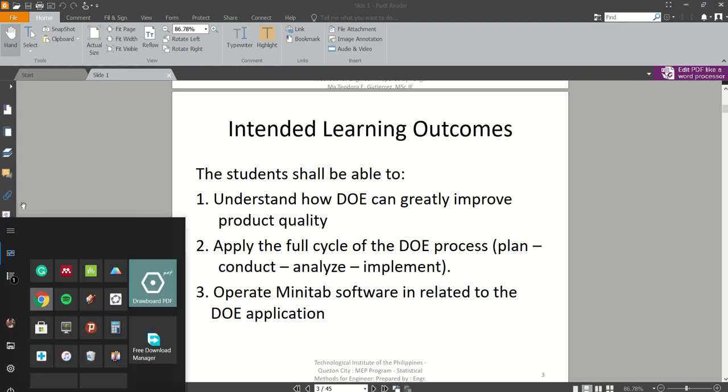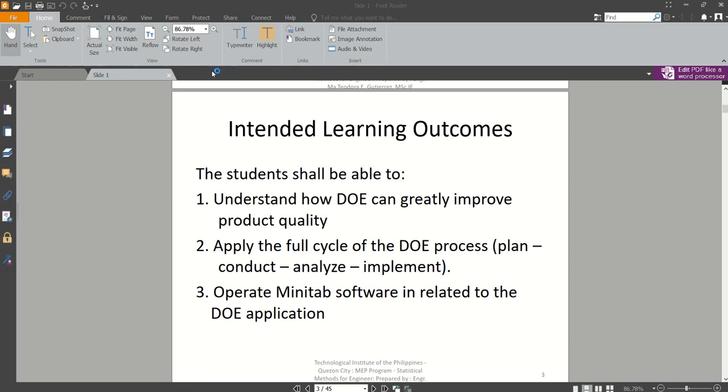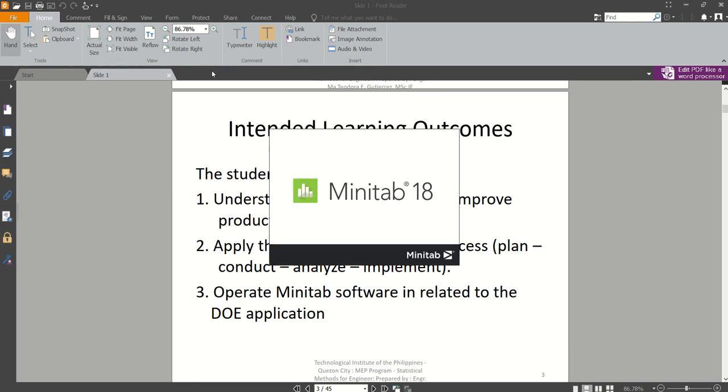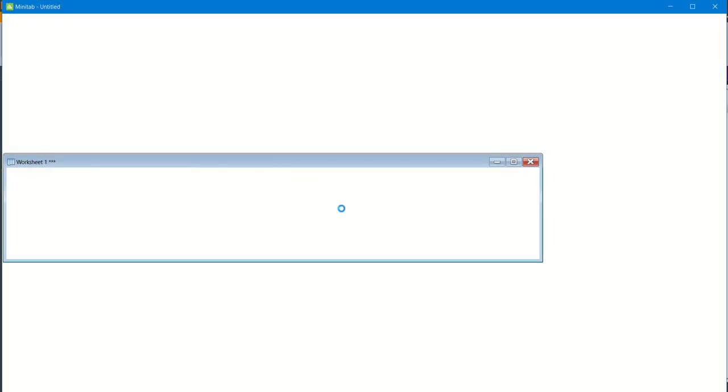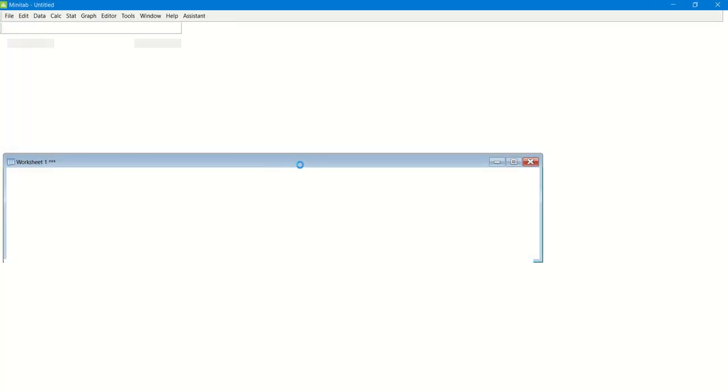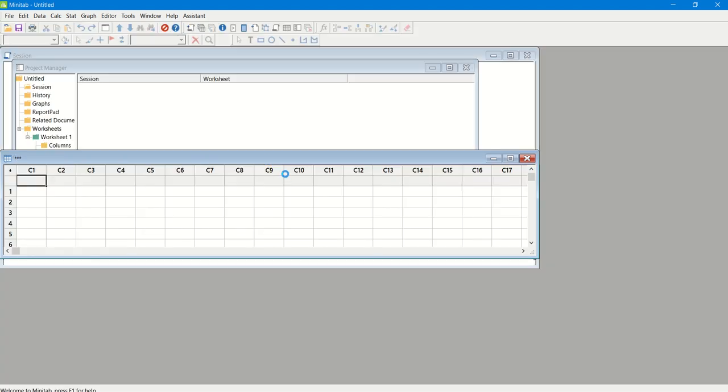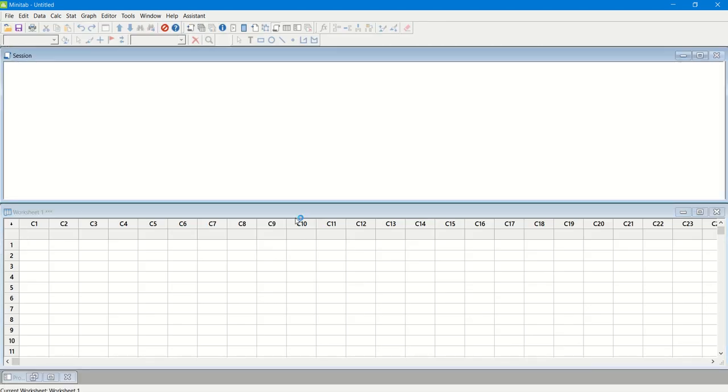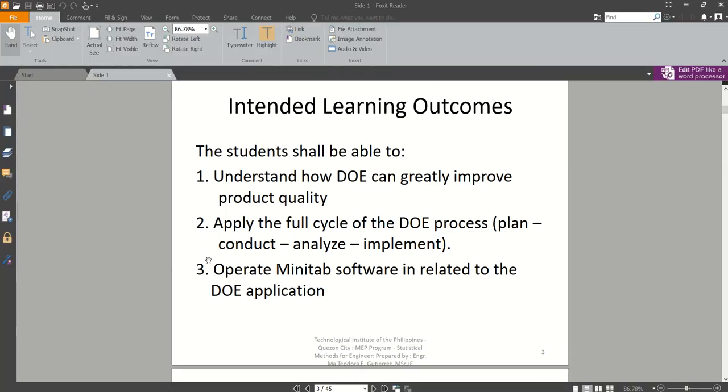software. So this is the Minitab software. Actually, it's not free, but if you manage to get a version that is free, then good for you. We use Minitab in doing experiments because the difference between Excel and Minitab is that Minitab is more specifically created for statistics, while Excel is a jack of all trades. So that is the difference between Minitab and Excel.